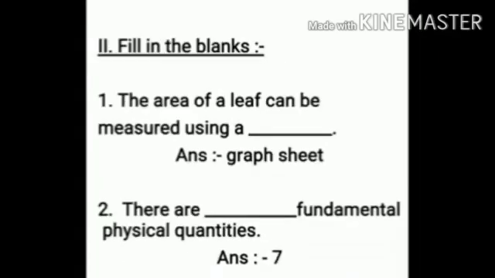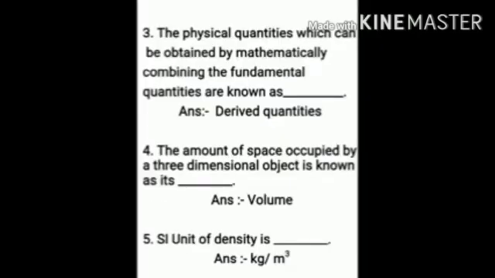Roll number 2, fill in the blanks. Number 1. The area of a leaf can be measured using a dash. Answer graph sheet. Number 2. There are dash fundamental physical quantities. Answer 7. Number 3. The physical quantities which can be obtained by mathematically combining the fundamental quantities are known as dash. Answer derived quantities. Number 4. The amount of space occupied by a three-dimensional object is known as its dash. Answer volume. Number 5. SI unit of density is dash. Answer kg per meter cube.